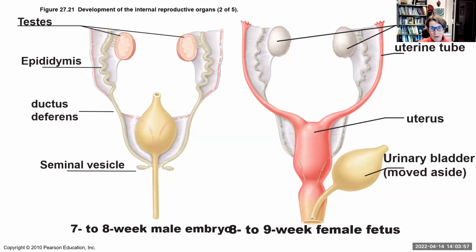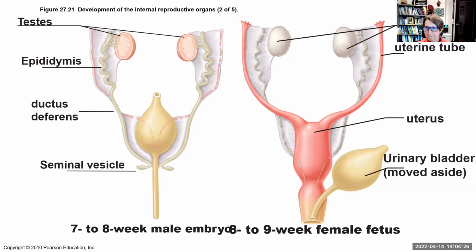pregnancies can occur where the egg gets fertilized, but instead of getting caught by this end of the uterine tube, it bypasses it and can implant on the outside of the uterus or the outside of the fallopian tube. It's one way an ectopic pregnancy can happen. As you can imagine, that's pretty dangerous for both the baby and mom.